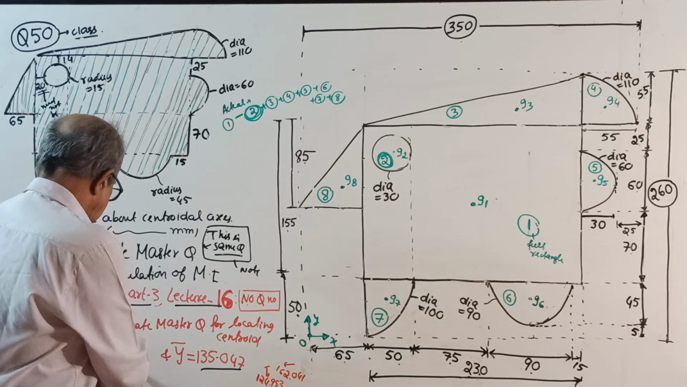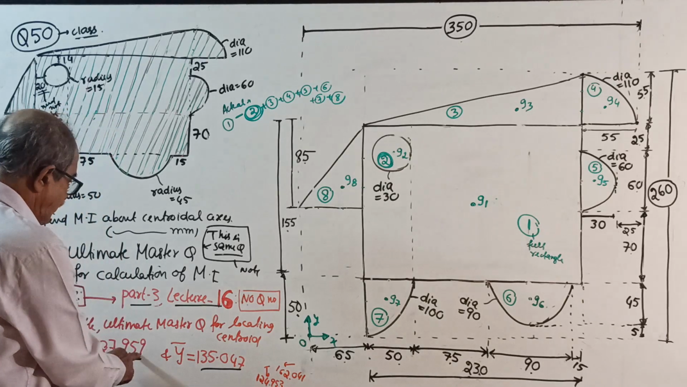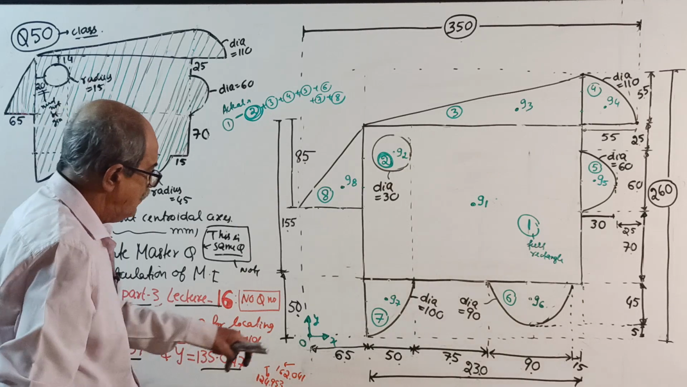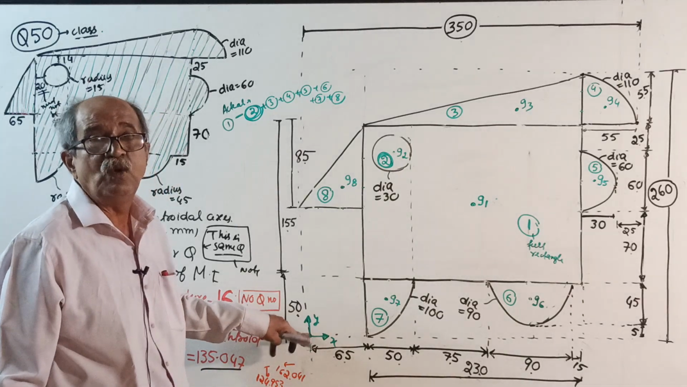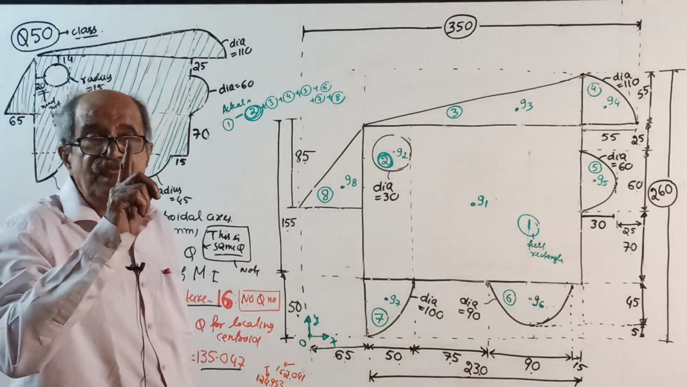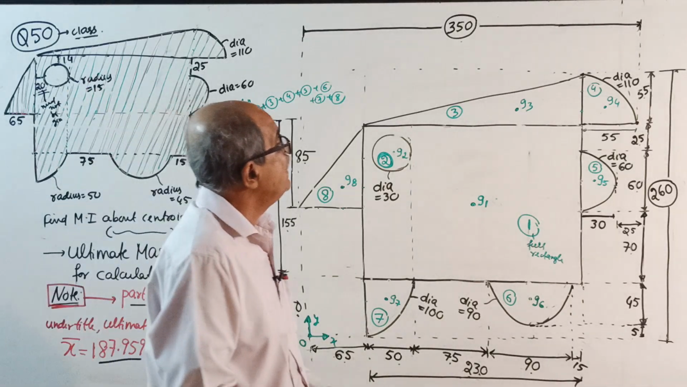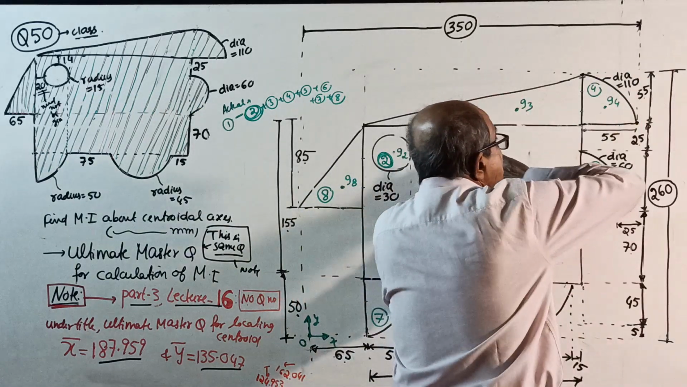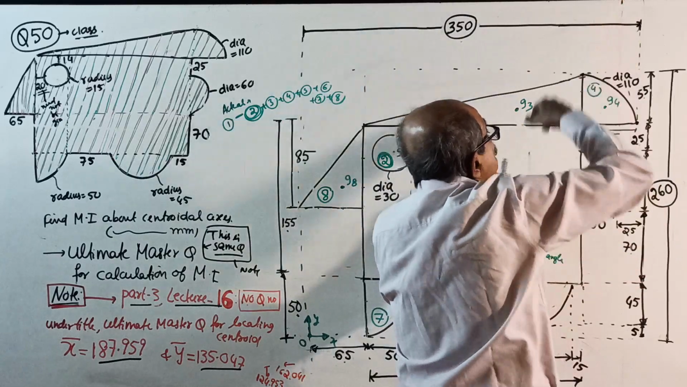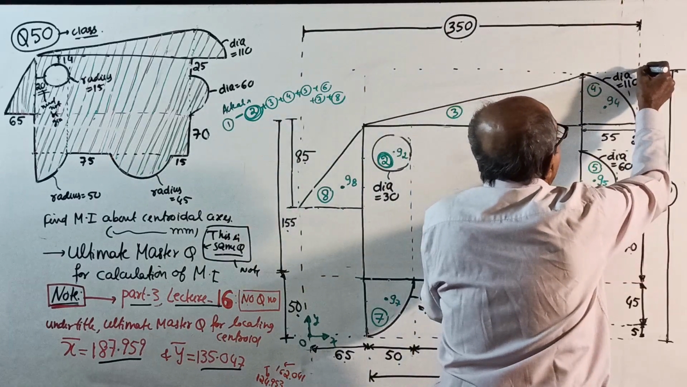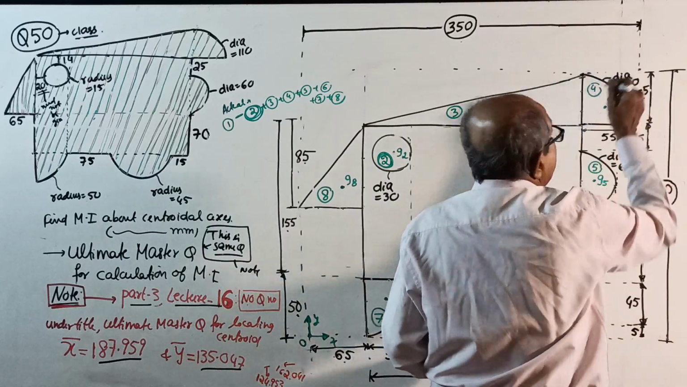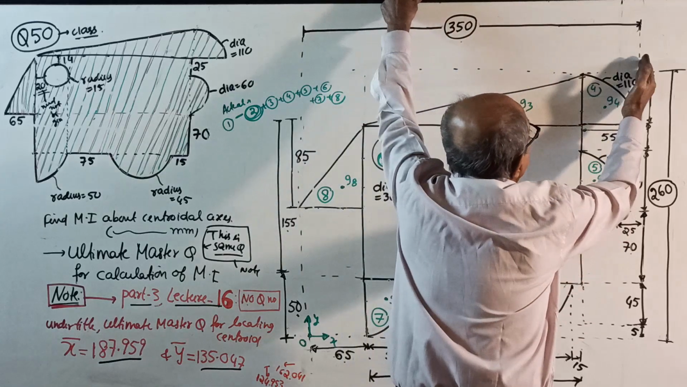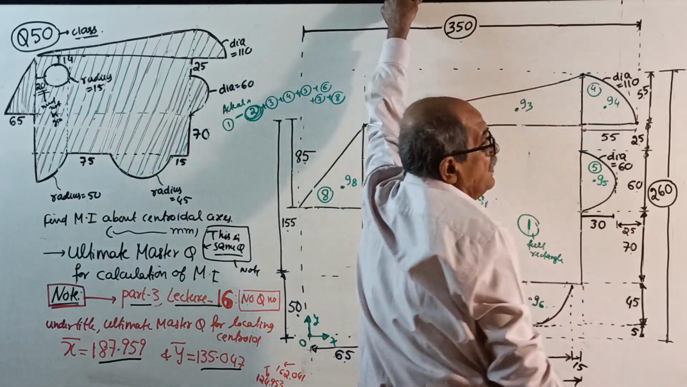We got x bar 187.959 and y bar 135.047 with Abelco. Then in the same class, what I did is, I took the origin here, the right side, topmost point. That is Abelco, and this is Eterco. In Eterco, I took x this way, y this way.